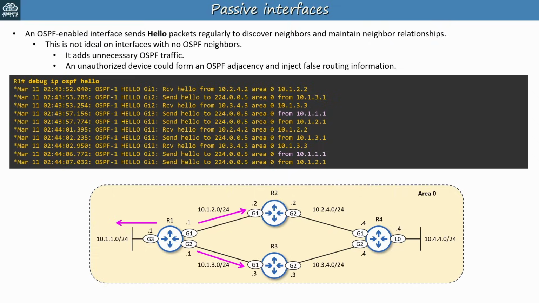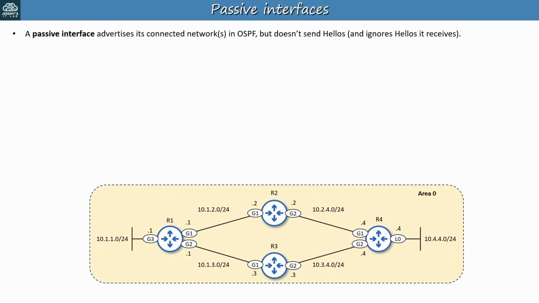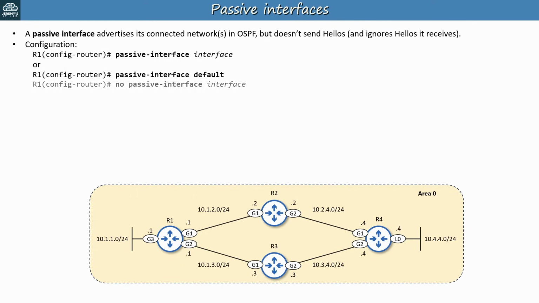To fix this, we should configure G3 as a passive interface. A passive interface advertises its connected networks in OSPF, but doesn't send hellos and ignores any hellos it receives. There are two ways to configure it. The first is to use passive-interface and then specify the interface. You could also use passive-interface default to make all interfaces passive, and then no passive-interface to re-enable hellos on specific interfaces. The effect is the same, but one method might be more efficient than the other, depending on whether you have lots of passive interfaces or just a few.